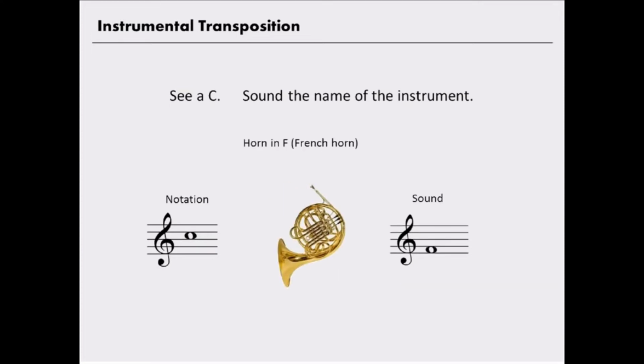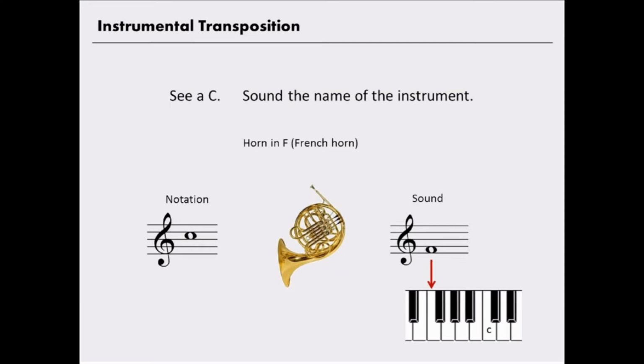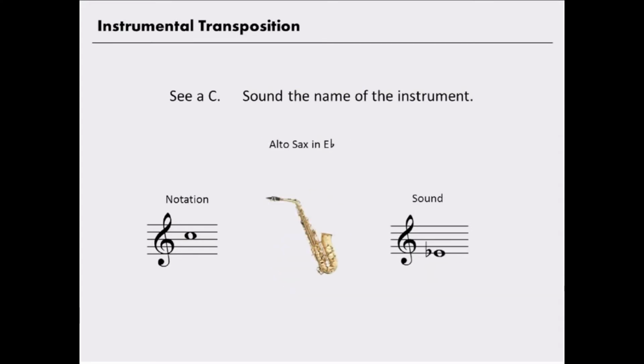A horn player playing horn in F sees a written C in the score, fingers a C, but the sound on a piano would be F. Someone playing alto sax sees a C, fingers the note C, but the sound of the pitch would be E-flat. So on a transposing instrument, what you see in the score isn't the actual note that sounds. It's been changed, it's been transposed.